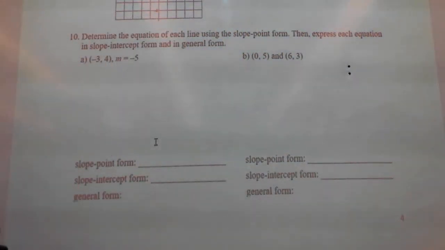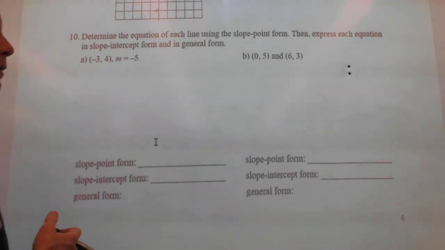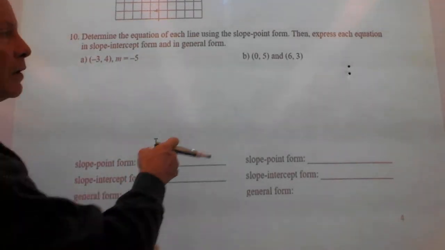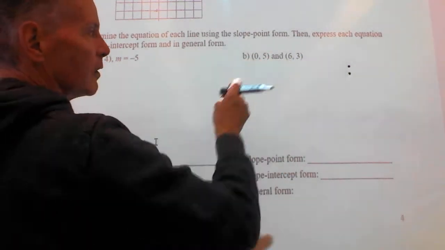So this is all the rearranging business, okay? It says, determine the equation of each line using the slope point form. Then express each equation in slope-intercept and general form. So in other words, put it in one form, rearrange it into the others, okay? And we'll do this one because it's a little bit harder, because they haven't given us the slope.